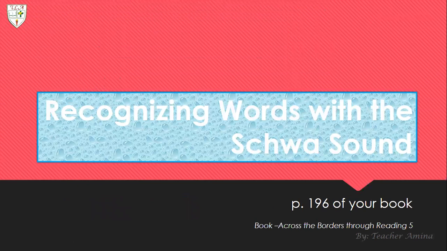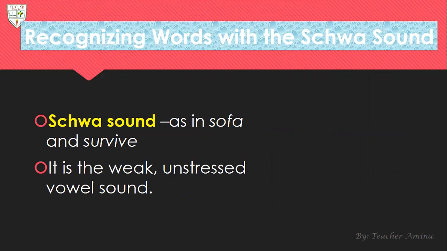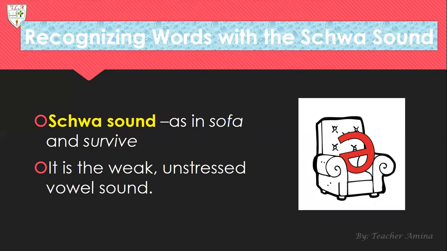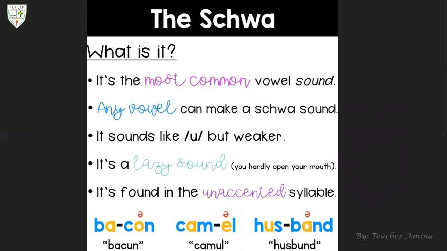Our lesson for today is about recognizing words with a schwa sound. A schwa sound, as in sofa and survive, is the weak, unstressed vowel sound. Okay, this is the schwa symbol. So it's an upside down E, small letter E. Okay, the schwa is the most common vowel sound. Any vowel can make a schwa sound. It looks like a U sound, but weaker. It's like a lazy sound. You can hardly open your mouth when you're saying it.